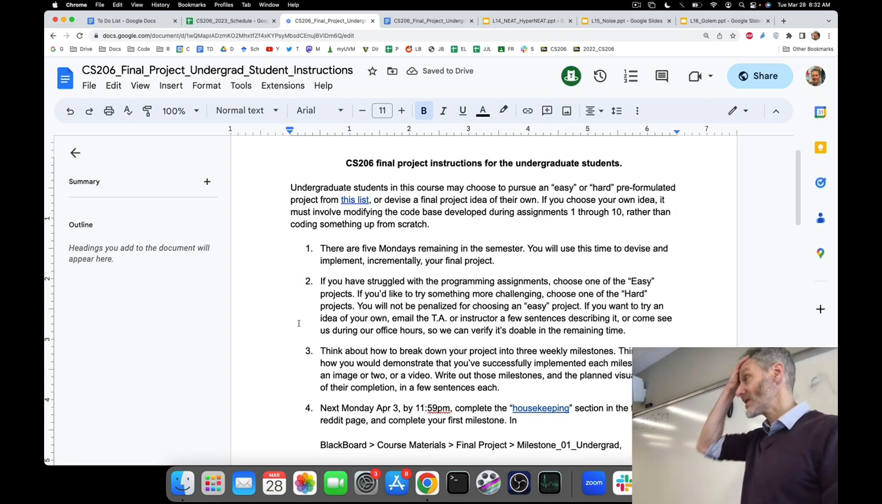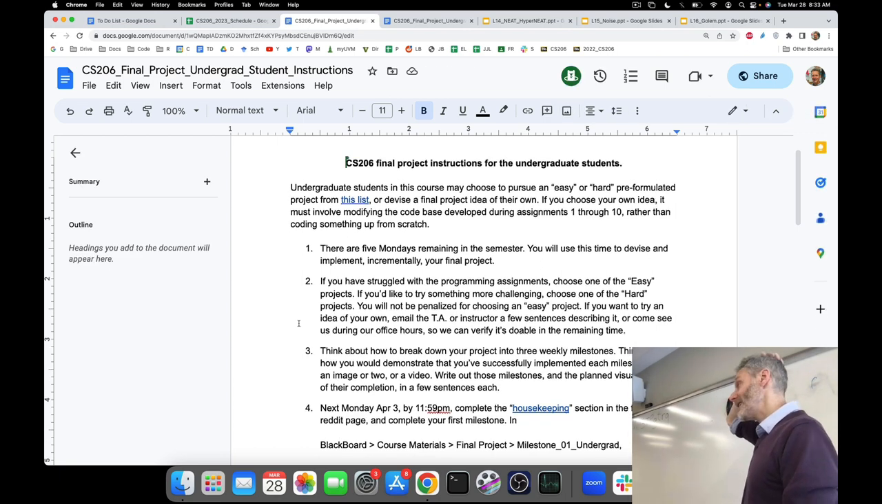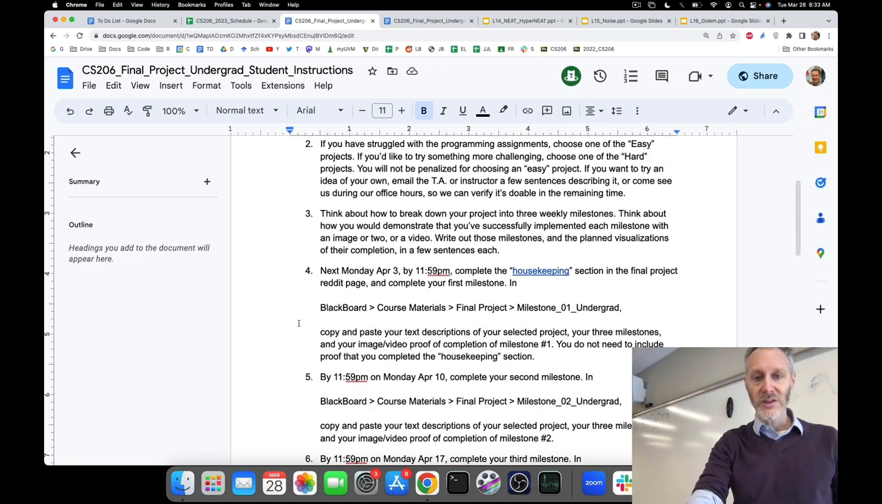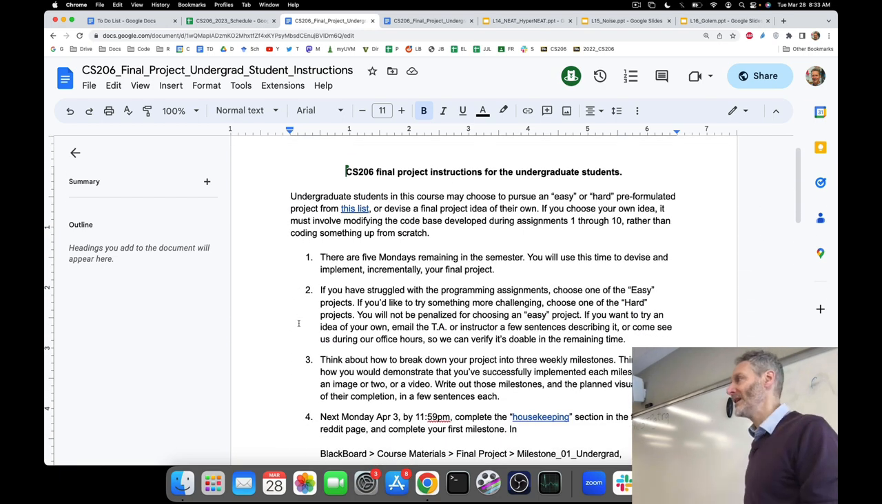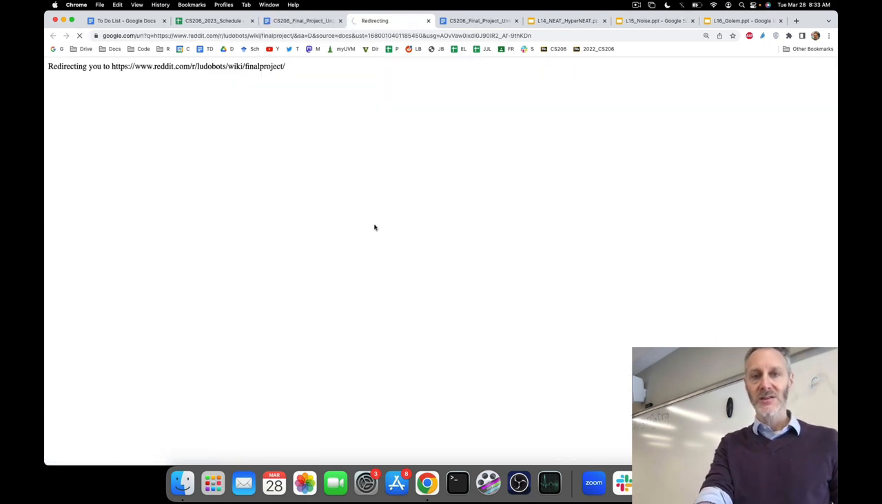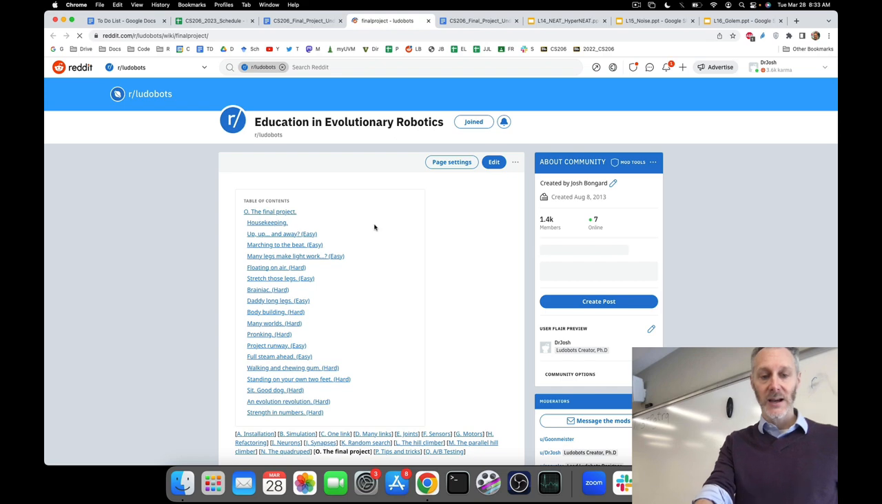What I would suggest is today and at the latest tomorrow to read through this document from stem to stern. It's not that long, it's a little over one page. I'm just gonna go through it very quickly now so you have a basic idea of what's expected for you. For the undergraduates, you can choose a project that's already kind of described for you. So if you click through to the link at the top of this, this will take you back to the Ludobots subreddit.